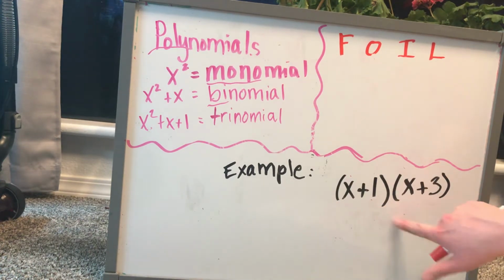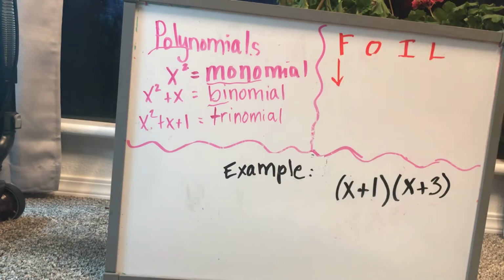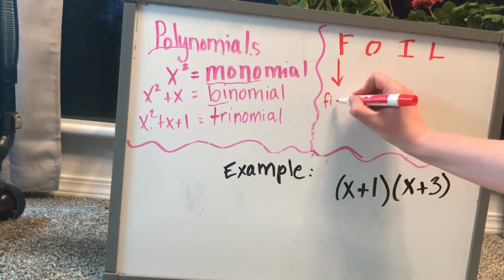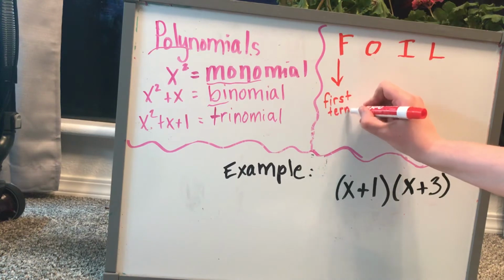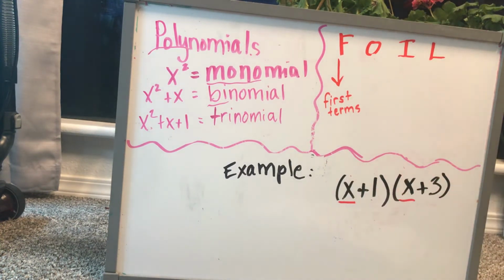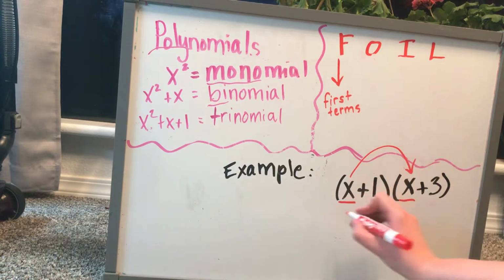Now, FOIL is an acronym, and I'm going to explain what it stands for while we're filling out our example problem. The F stands for our first terms. So we are looking at the first term of both of our binomials, and we need to multiply them together. So x multiplied by x is x squared.